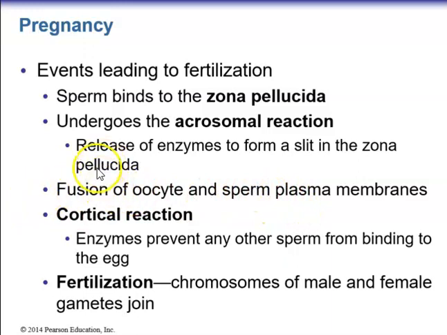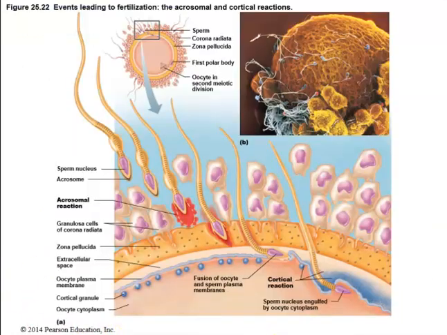So fertilization of the oocyte and sperm creates the fusion of their plasma membranes. The cortical reaction occurs, and enzymes prevent any other sperm from binding to the egg. Fertilization is when you have chromosomes of both the male and female gametes join. So here is a lovely picture of the events leading to fertilization, the acrosomal and cortical reactions.